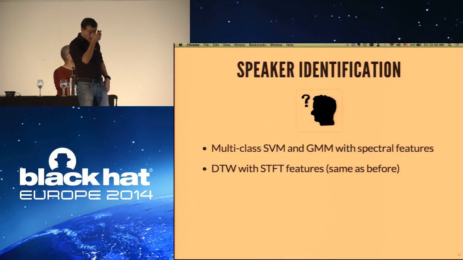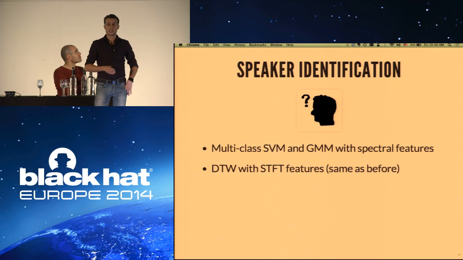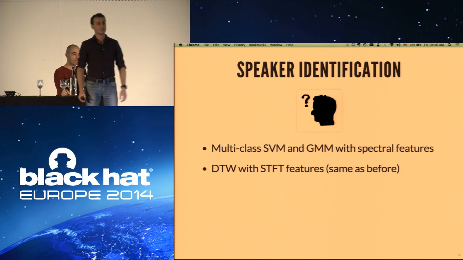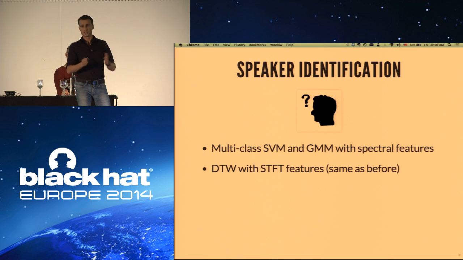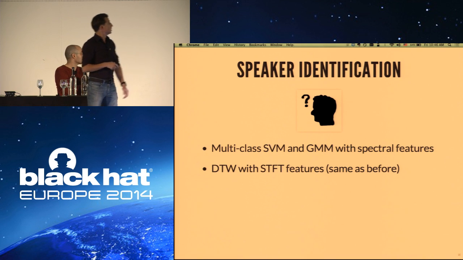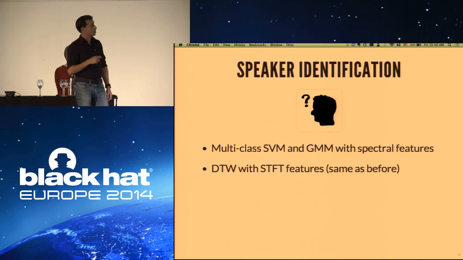Let's look at the second task, speaker identification. We've got a mixed set of 10 speakers, female and male. We can also take part of this set, working with only the female speakers or only the male speakers. And we're trying to take a sample and tell who exactly the speaker is. So this is kind of sensitive. We use the multi-class SVM and GMM with spectral features, and also, again, the dynamic time warping as we did previously.